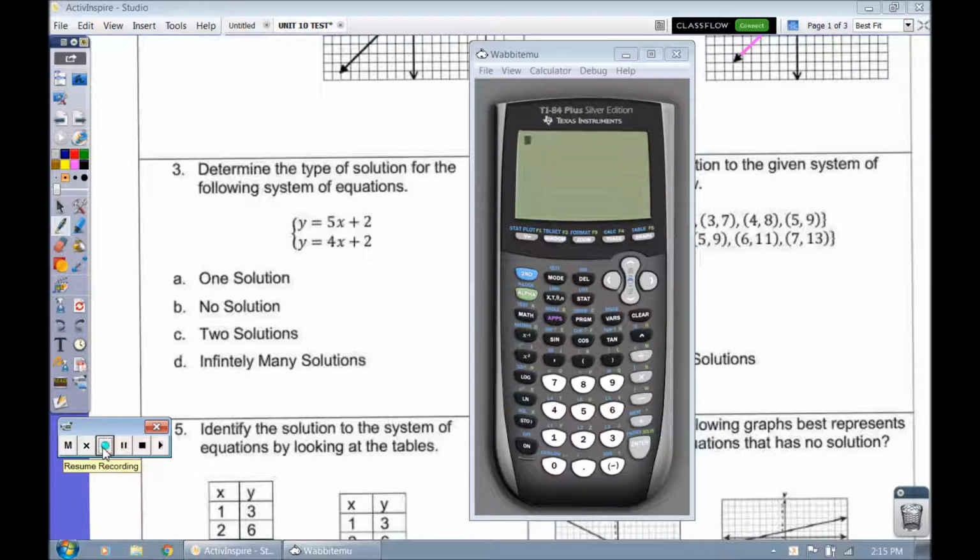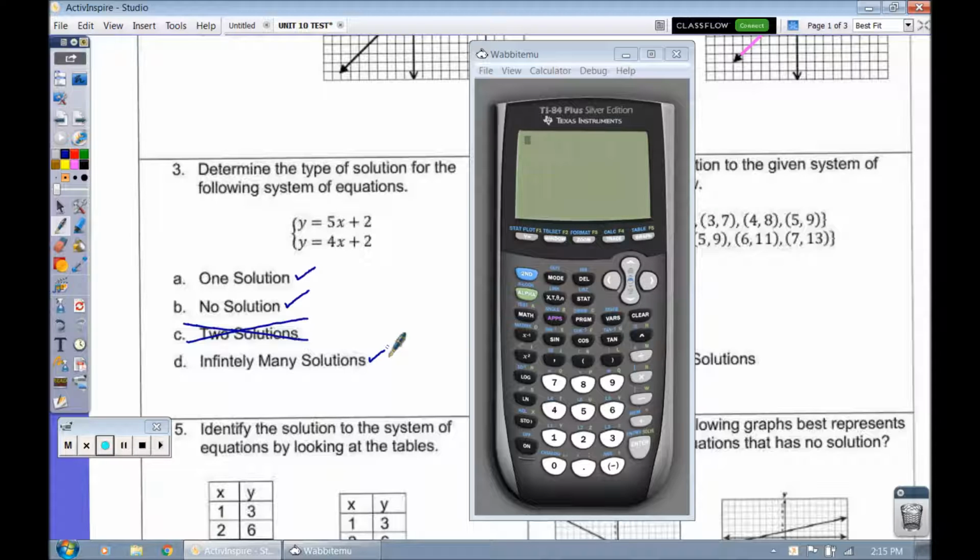Question 3, determine the type of solution for the following system. So we need to figure out, remember there's only 3 types of solutions. There's a system that has one solution, and we're talking about, of course, what we've been discussing in Algebra 1. There is a possibility for no solution. We don't do 2 solutions in Algebra 1. And then we have one that's infinitely many solutions.